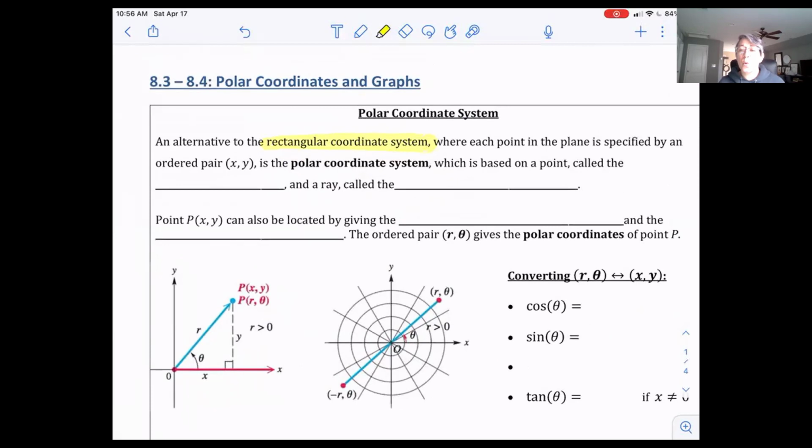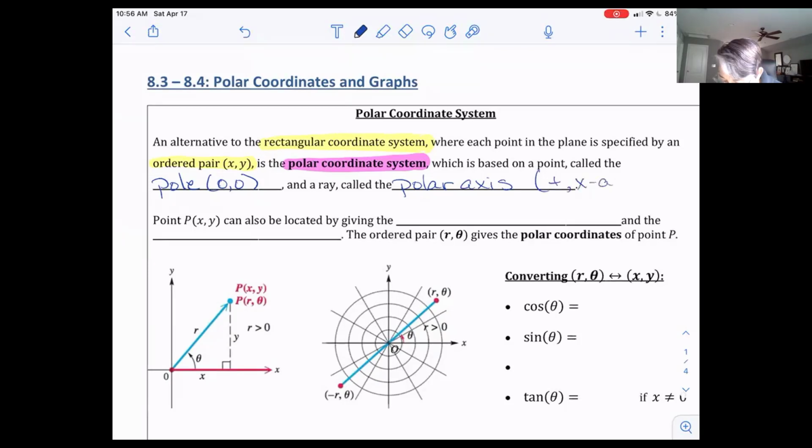And on the rectangular coordinate system, we use ordered pairs in terms of the x-coordinate, the input, and the y-coordinate as the output. Well, we have something called the polar coordinate system. And this is based on a point that we call the pole. Okay, so that would be the origin, 0, 0. An array, which we call the polar axis. And that is basically the positive side of the x-axis.